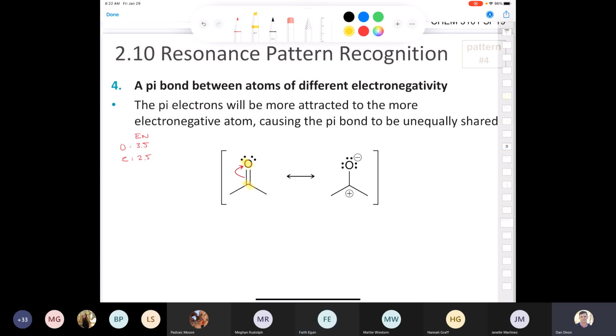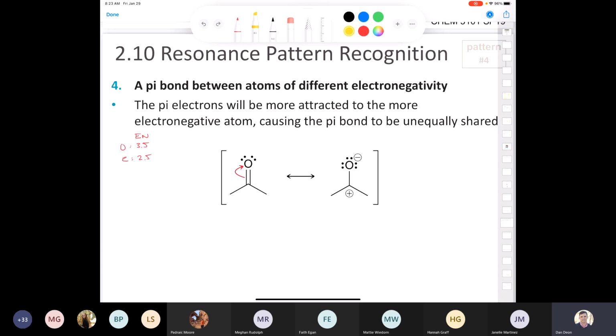Since we have a pi bond between them, we can take that pi bond and break it, and we can delocalize those electrons, put them up on the oxygen, so that the oxygen has a negative charge and the carbon has a positive charge. Now, if you're an astute student, which I know you all are, you might be asking, like, why, Mr.